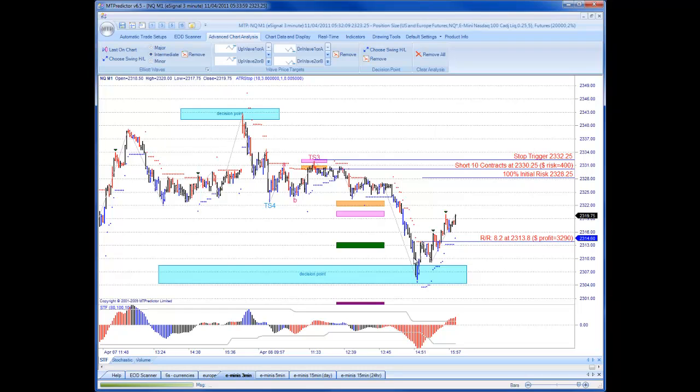So yet another great example of how the MTPredictor software program can help you when trading markets like this, in that not only projecting support and resistance targets in advance, but also using correct position sizing and trade management to help maximize your profits and have profits that are much larger than losses, and that's the key to successful trading. So a very good day on the 3 and 15-minute NQ on Friday.